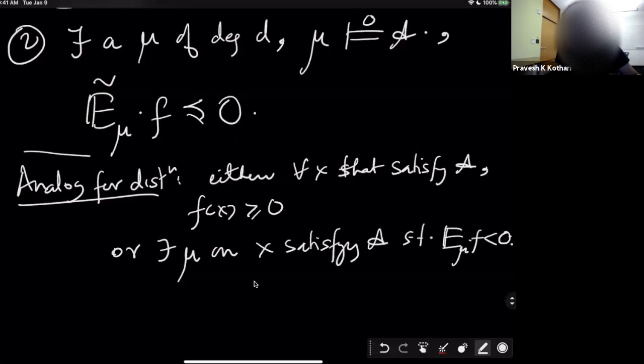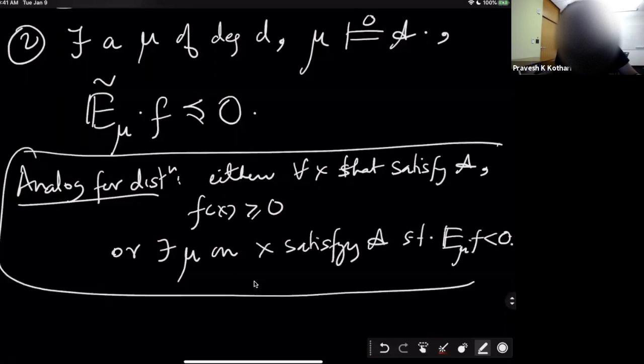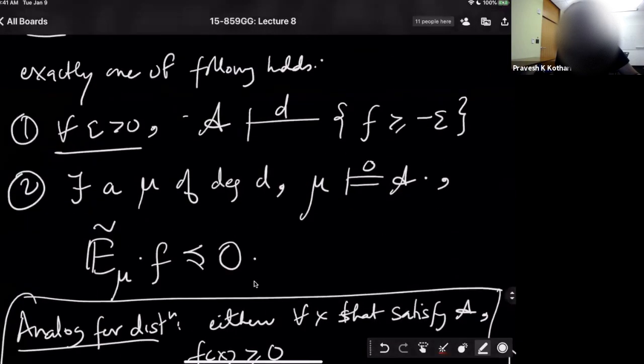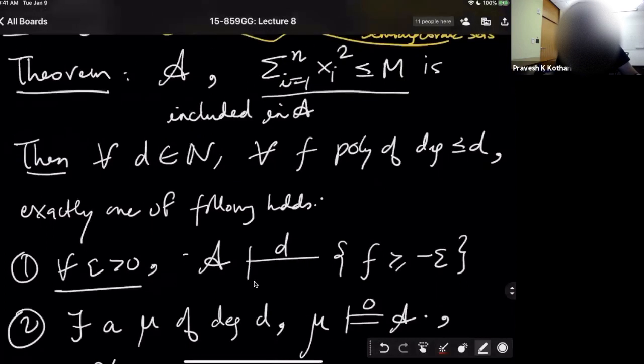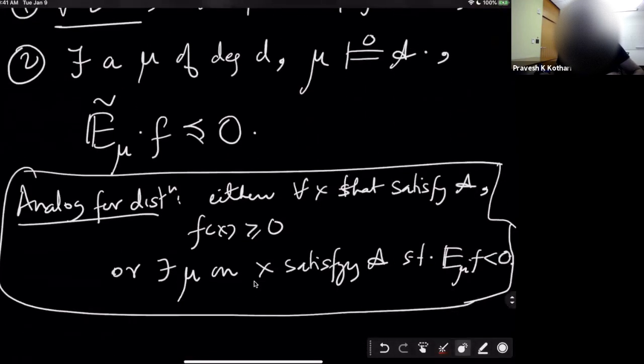And this is a statement which I'm sure you believe rather easily. And what we have is an analog for pseudo distributions. Here we are saying that either non-negativity can be derived in degree d, or, if not, there is in fact a pseudo distribution that satisfies A but gives a negative pseudo expectation to f. Okay. Good. Very good.